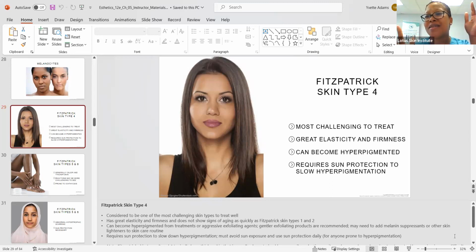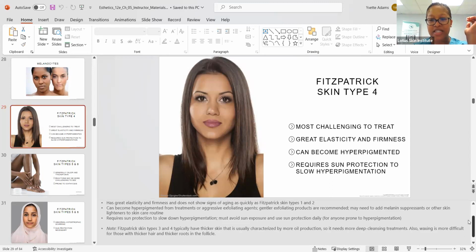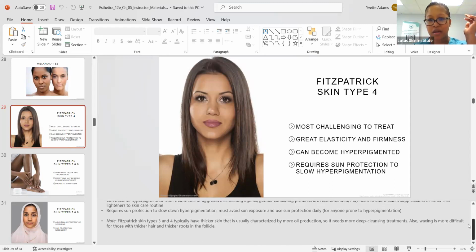When I first started hearing about this in these trainings, I'm like, why are we trying to lighten skin? What's the problem? Melanocytes can become very overreactive and create a situation of hyperpigmentation. So a lot of times we do put some melanin suppressants in and on the skin so that we're combating hyperpigmentation, right? You must avoid sun exposure and use sun protection daily for anyone prone to hyperpigmentation. The thing about hyperpigmentation is we don't know that we're prone to it until we start to see it. So you have to really watch skin.